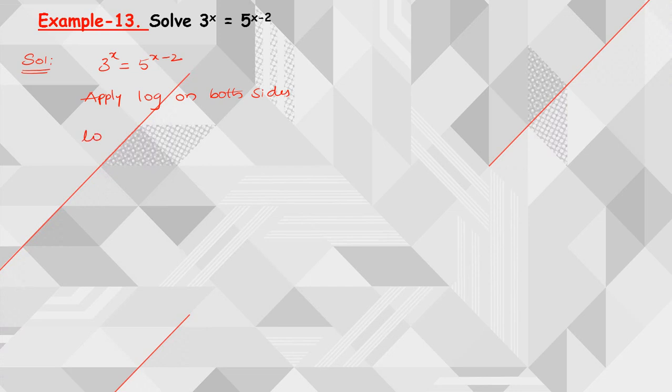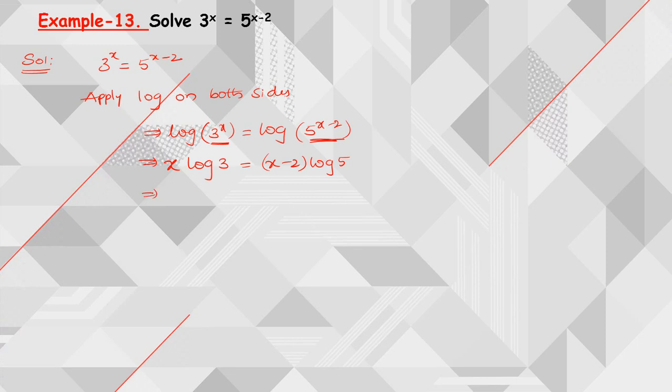So when we apply logarithm on both sides, what am I going to have? Logarithm of 3 power x is equal to logarithm of 5 power of x minus 2. Clearly, here 3 power x is there, here 5 power x minus 2 is there. So if you have powers, you can apply the power rule. According to the power rule, I can write it as x into log 3 is equal to x minus 2 into logarithm of 5.